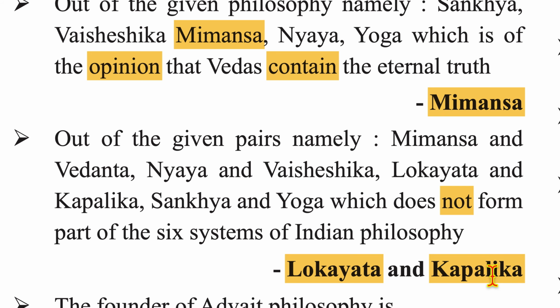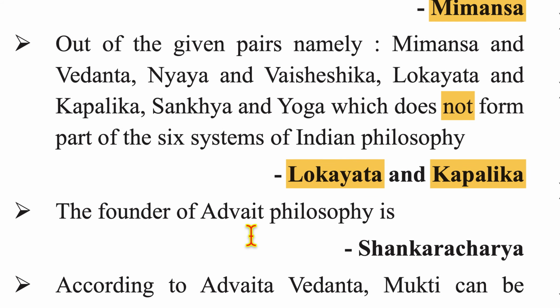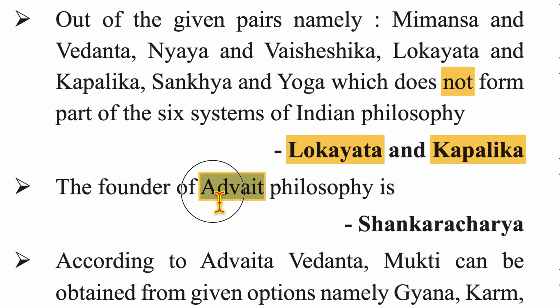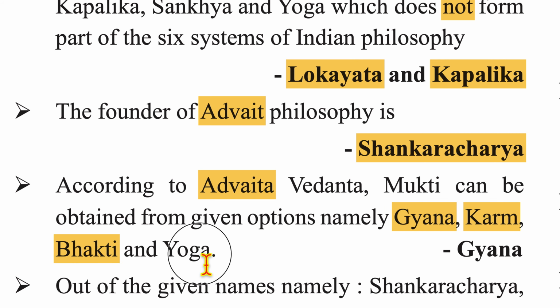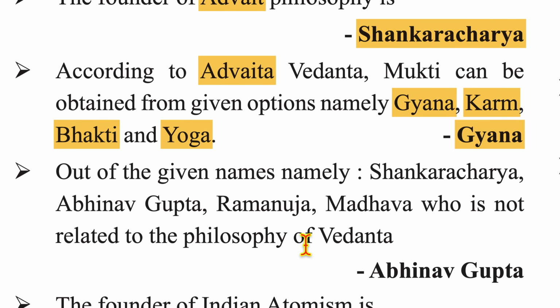Answer is Lokayata and Kapalika. The founder of Advaita philosophy is Shankaracharya. According to Advaita Vedanta, mukti can be obtained from given options, namely Gyan, Karm, Bhakti, and Yog. Answer is Gyan Yog. So, according to Advaita Vedanta, mukti can be obtained from Gyan Yog.